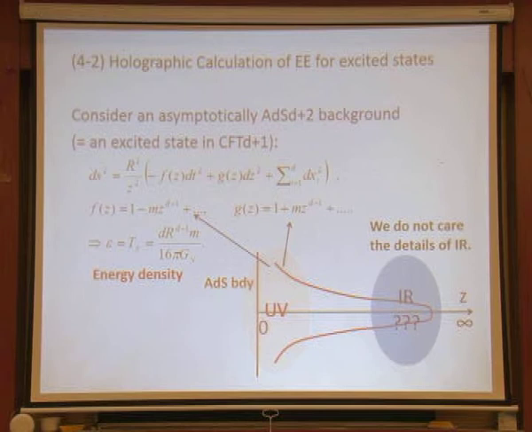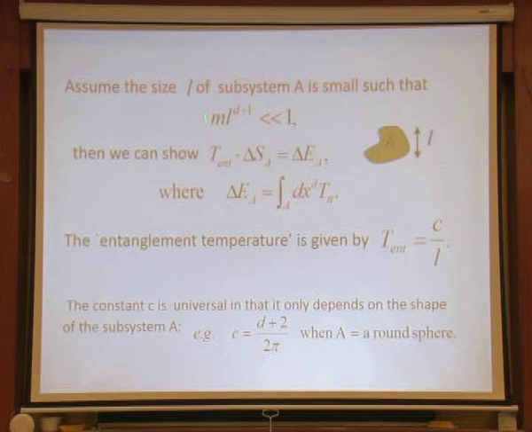So this M is a mass, and this holographic energy stress tensor, the energy density in the dual CFT, is proportional to this parameter M. Now we'd like to assume a small subsystem. More precisely, this mass deformation parameter M times L to the D plus 1 is a dimensionless quantity, and it is much smaller than 1.